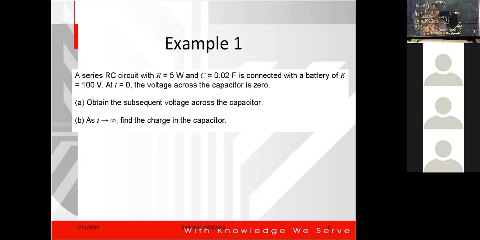Okay, yang untuk jawapan A, obtain the subsequent voltage across the capacitor. Subsequent voltage across capacitor maksudnya VC lah. So VC is equal to 100 multiplied by 1 minus e to the power of negative 10t. And then you can calculate the charge where Q is C multiplied by VC by substituting t is equal to infinity. So you akan dapat 2 coulomb.